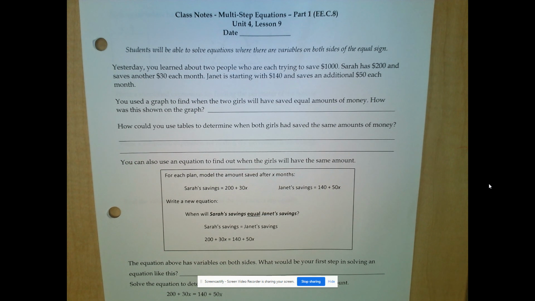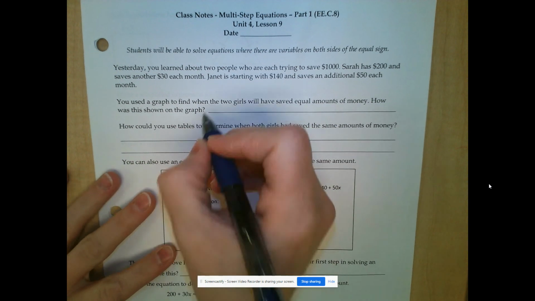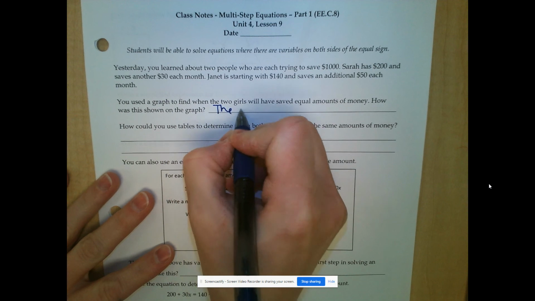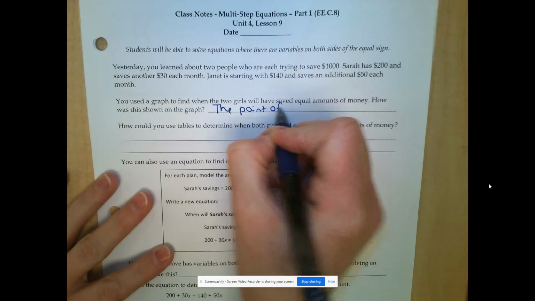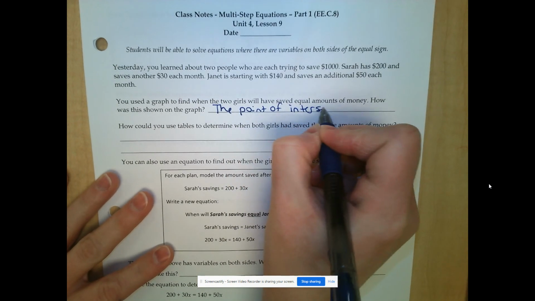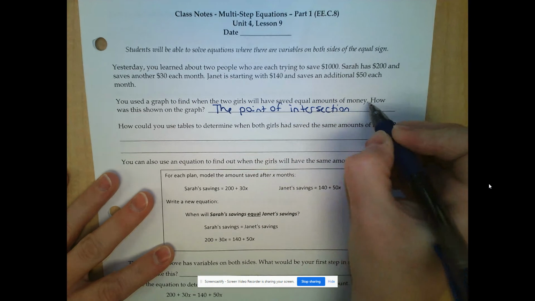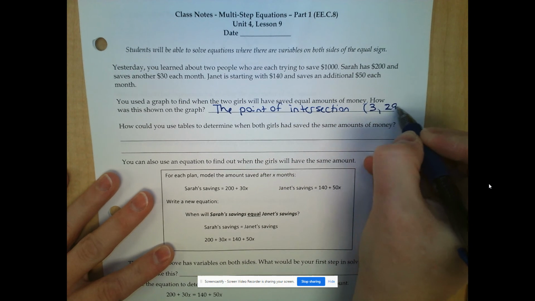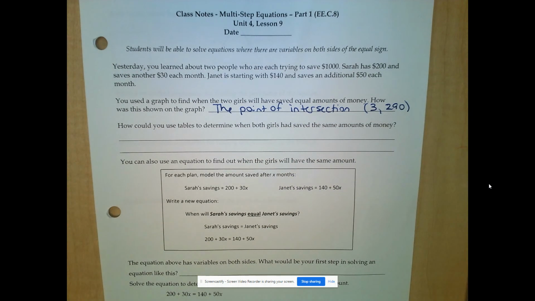How was this shown on the graph? So on the graph, that was the point of intersection. That was where, after 3 months, they both had $290. It was the point where they intersected.